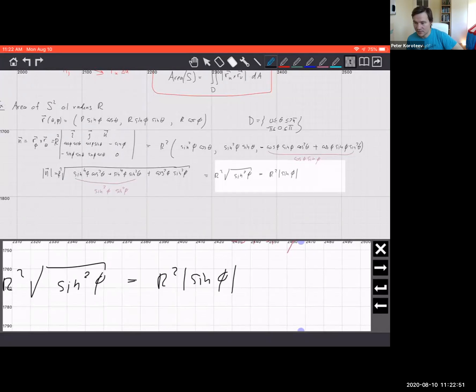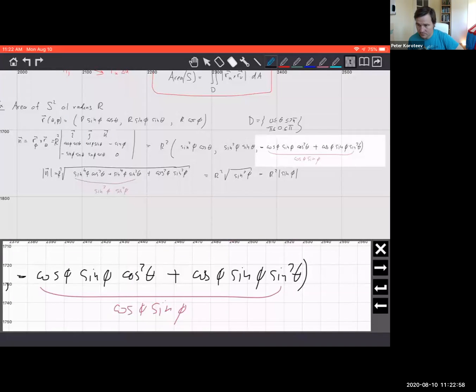How do you simplify the last term to cosine phi sine phi? Yeah, so here you have cosine phi sine phi here, cosine phi sine phi here. You factor it, and then you have cosine squared theta plus sine squared theta, which is 1. Yeah. Okay.